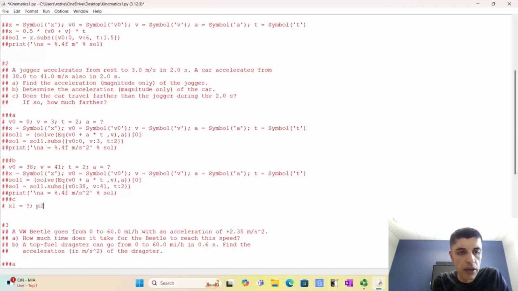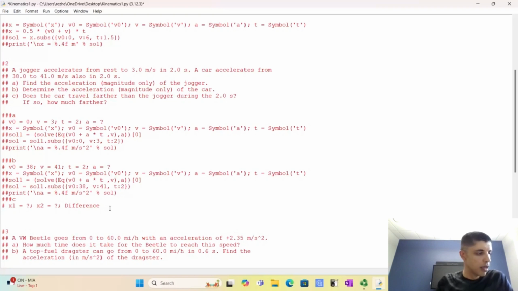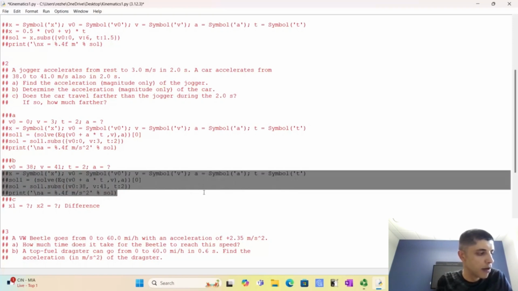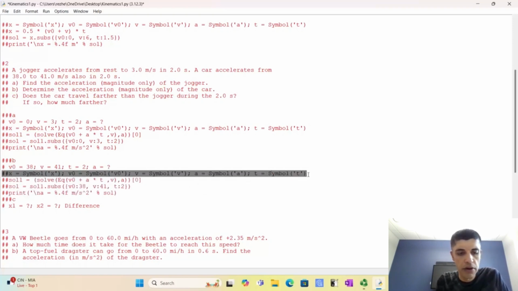So x2, let that be the displacement of the car. We don't know what that is either. And then we're also looking for the difference of displacements. So those are the 3 things we need to find in this problem. So what I'm going to do is copy and paste this line of code here.